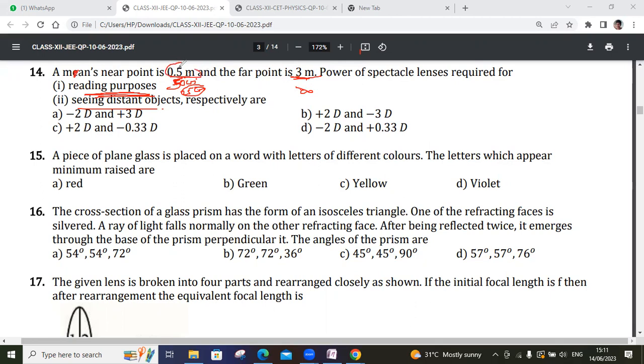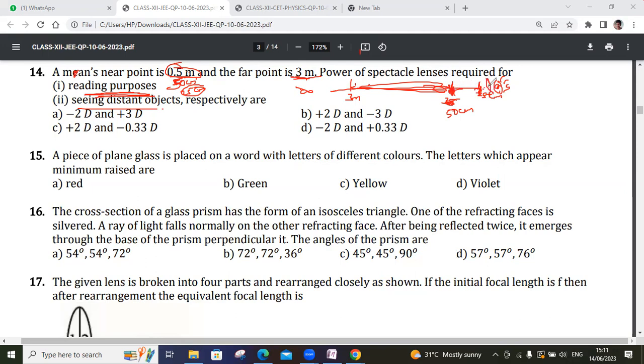Now first we'll see the reading purpose. Suppose this is your eye. So he can see from 50 centimeter till 3 meter. In this range his eye lens can see. So if something is there at 25 centimeter, what we have to do? Somehow we have to get its image.